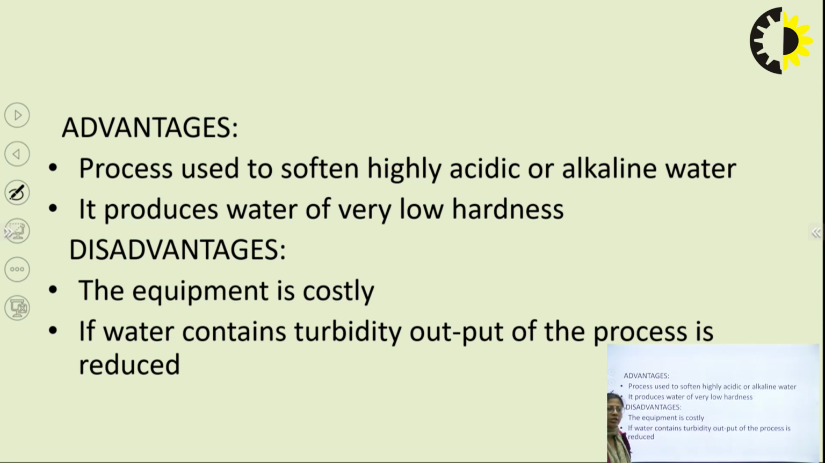So the advantages: this process is utilized to soften highly acidic or alkaline water, and water of very low hardness, that is less than 2 ppm, is produced. The disadvantages being, we are going to use 2 huge columns, so the equipment is costly, and if the water is turbid, then the output of the process is going to get reduced, or otherwise we should first remove the turbidity and then pass the water through these ion exchangers.